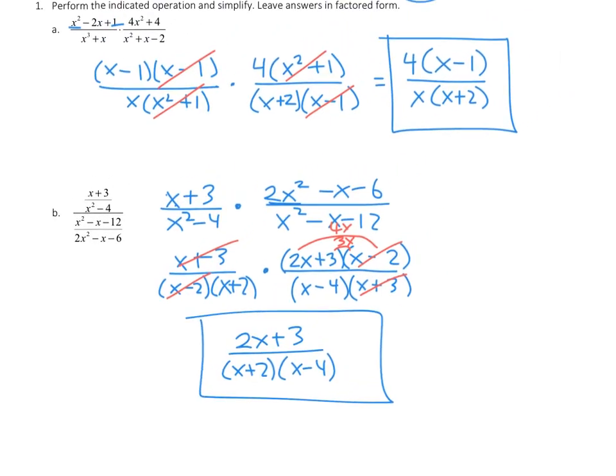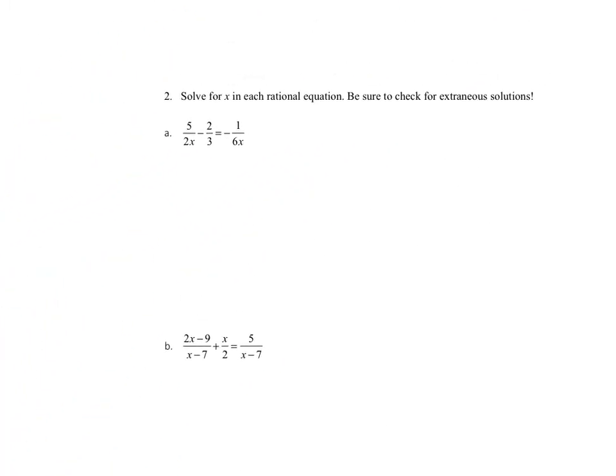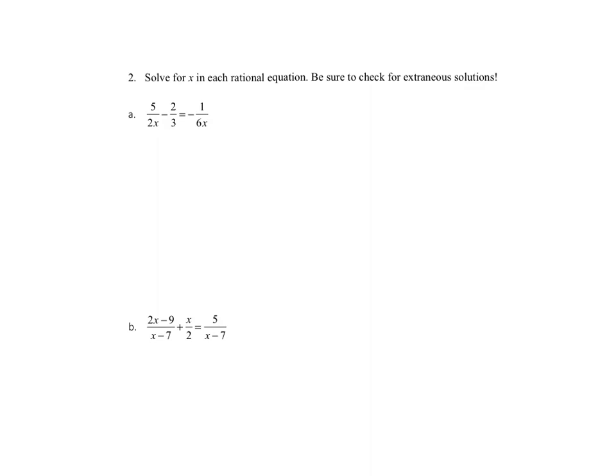Now we're going to solve rational equations. So we're going to move to the next page. And to solve rational equations, it's going to be a really similar method to what we did when we were solving linear equations that have fractions. I want to multiply both sides of the equation by the least common multiple of the denominators so I can cancel out those fractions. So I need to come up with the least common multiple of 2x, 3, and 6x.